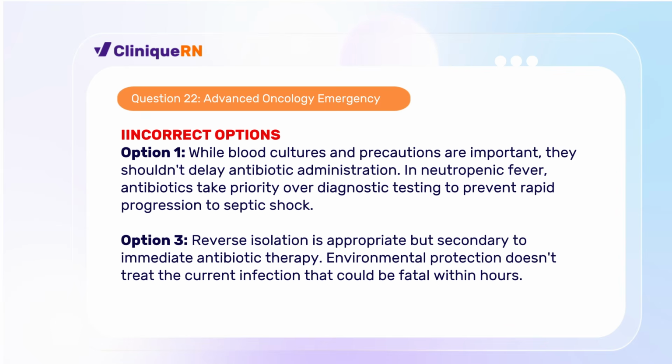In neutropenic fever, antibiotics take priority over diagnostic testing to prevent rapid progression to septic shock. Option 3. Reverse isolation is appropriate, but secondary to immediate antibiotic therapy. Environmental protection doesn't treat the current infection that could be fatal within hours.